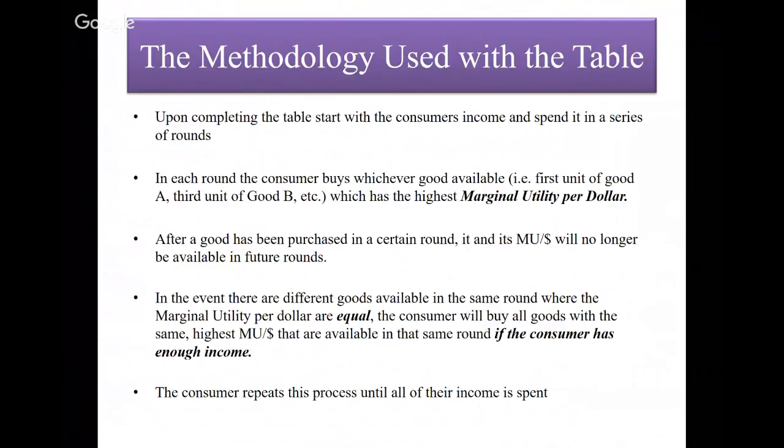Now, when the table is complete, we start with the consumer's income and we spend it in a series of rounds. In each round, the consumer buys whichever product is available, as in the first margarita, the second plate of nachos, etc., that has the highest, please note the bold, marginal utility per dollar. Not the highest marginal utility, the highest marginal utility per dollar. By the way, I hope you all noticed that capital M, capital U, MU means marginal utility, and MU/$ means marginal utility per dollar. You have to be aware of what the symbols mean. Lots of alphabet soup in economics, after all.